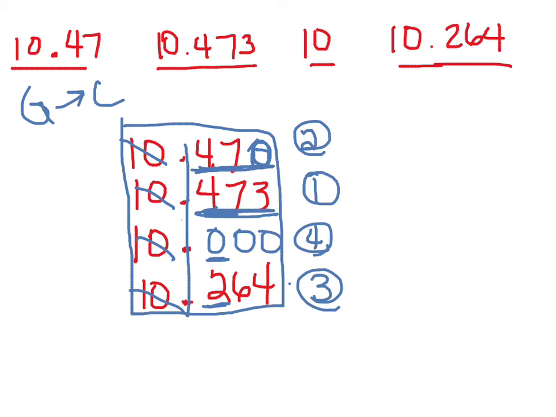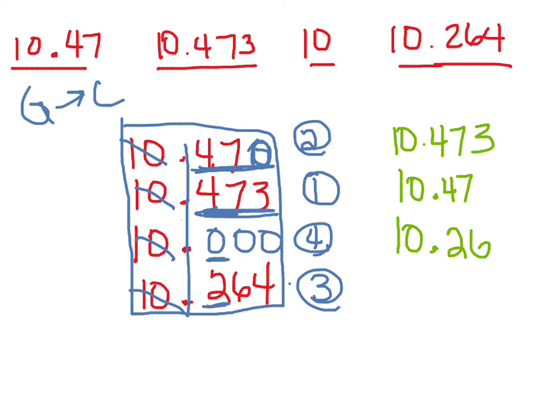Okay, so after we've done that, we write our answers. 10.473, 10.47. Notice I dropped the 0 out. Third is 10.264. And the last one is just 10. Okay. Remember, when there is no decimal behind a whole number, the decimal is automatically at the end.